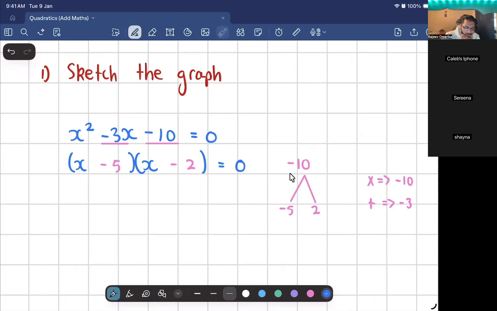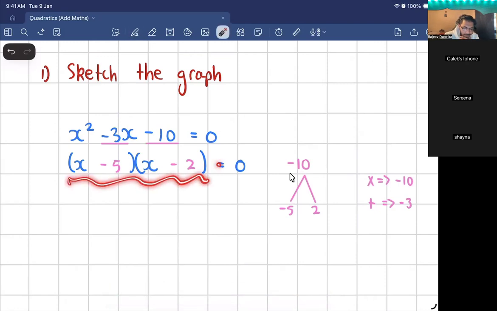All right, so Caleb, we want to figure out where the entire thing is equal to 0, right? Anything multiplied by 0 is what? If I multiply any number by 0, what would I get? 0. Okay, so what value of x would make this bracket 0?